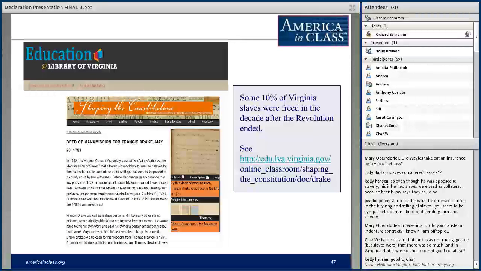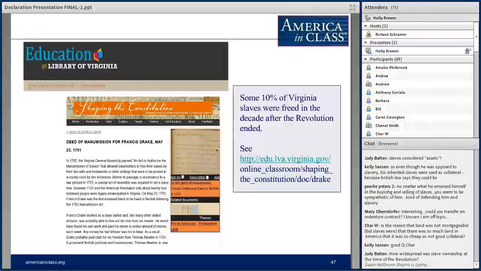Well, we have a question here from Char, if I could interject. Is the reason that land was not mortgageable but slaves were, was that there was so much land in America that it was so cheap and not good collateral? Actually, I think it had more to do with what was going on in Virginia at this point, where a lot of land was entailed, which means that it was set up into fixed hereditary patterns from eldest son to eldest son, so that it was often not transferable. And in fact, a lot of the land that Jefferson had was entailed before the Revolution, and so it had not been a good asset to use against debts. If that makes any sense?